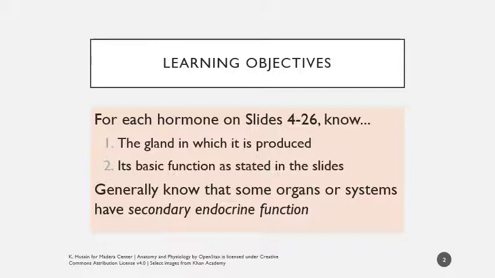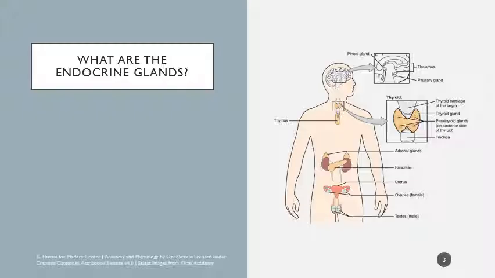And then generally you should know that some organs or systems have secondary endocrine functions. We'll talk about that on the last couple of slides. For those, you don't need to memorize them. I just need you to understand broadly that some organs that we don't usually think about as being associated with the endocrine system actually do secrete hormones, and that those are important. You might need to know about them in nursing school or other classes, so it's good to have that foundation.